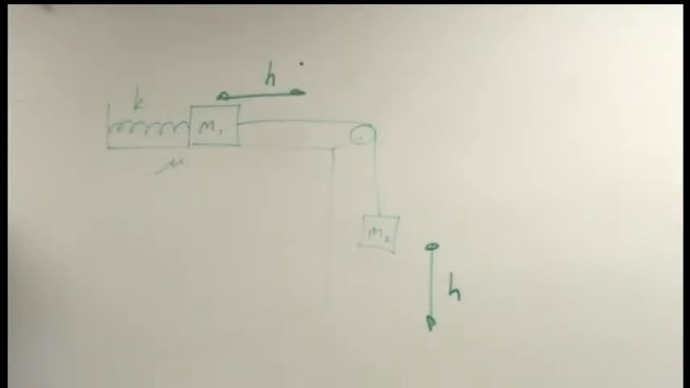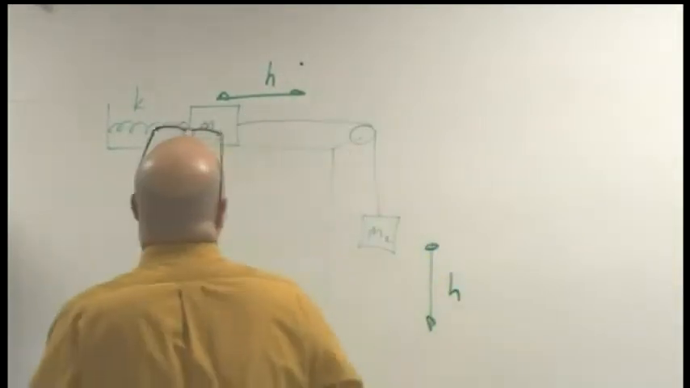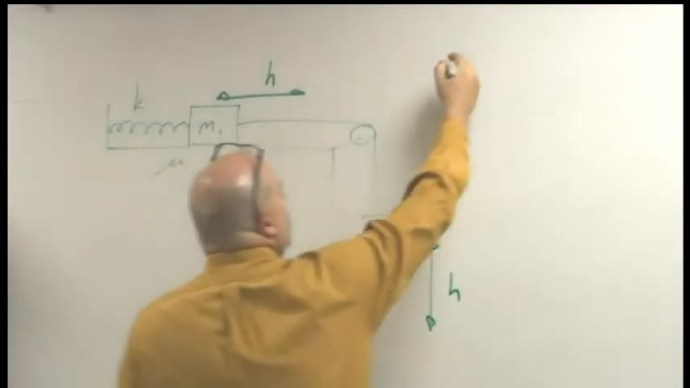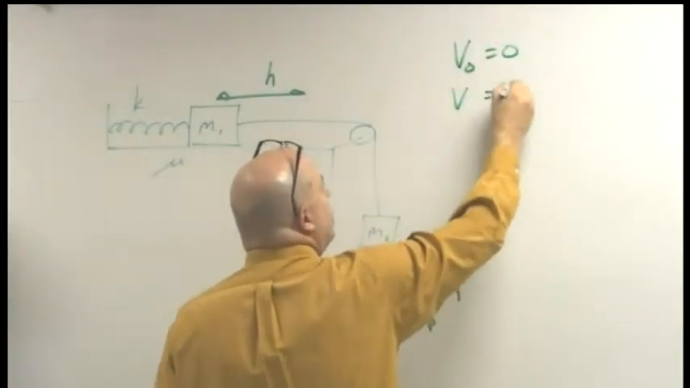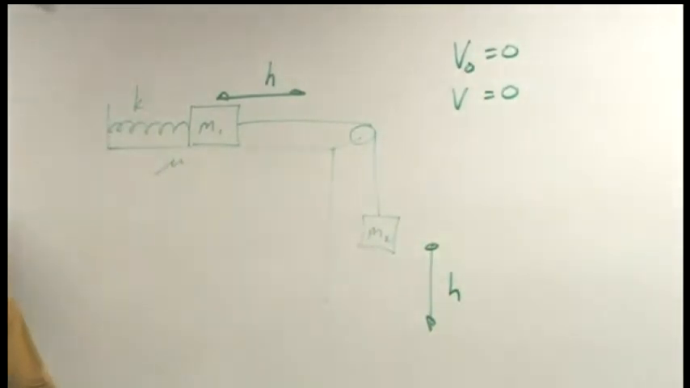It descends and stretches the spring. The spring was originally unstretched. Blocks M1 and M2 both move a distance h. Note, when block M2 reaches its lowest point, its velocity is 0. So originally the velocity is 0, and the final velocity is 0 for both of them, okay?